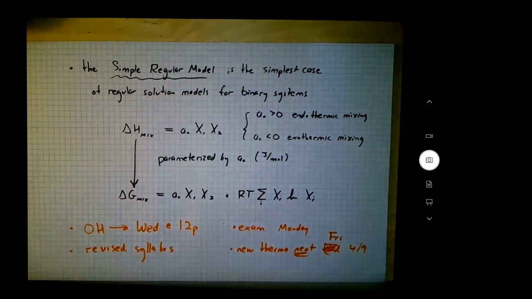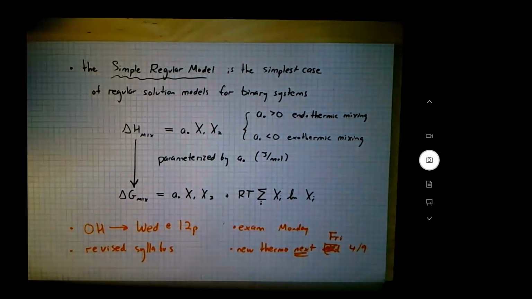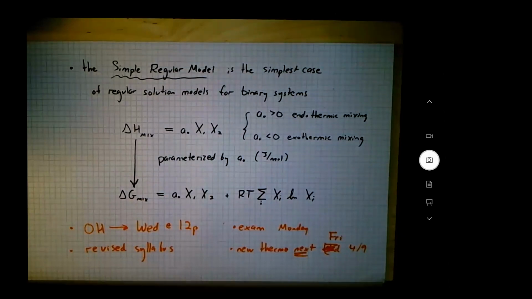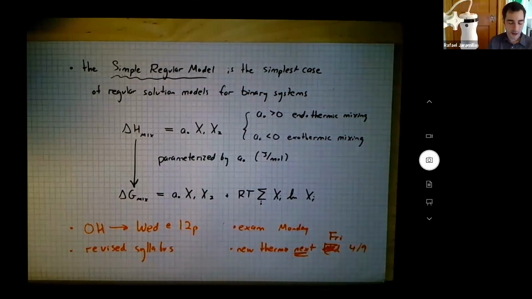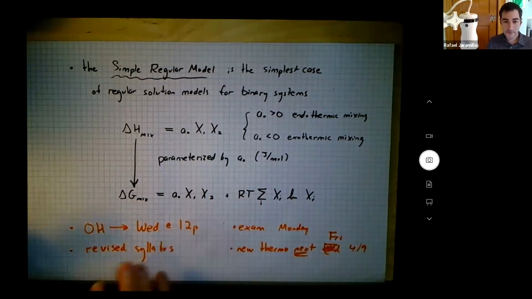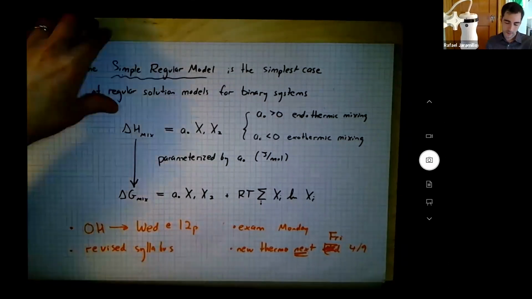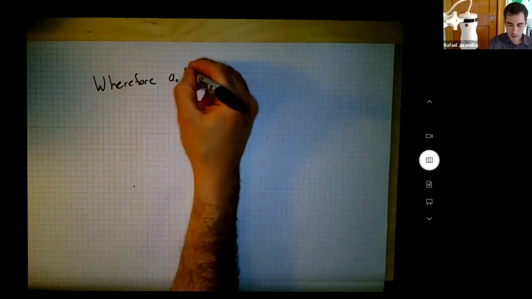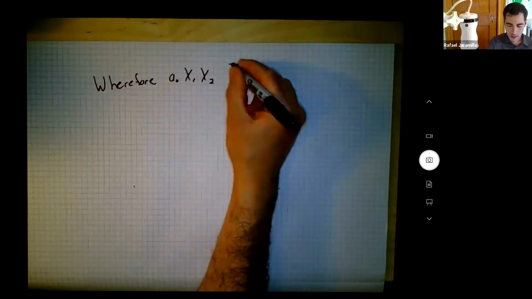Can you explain the delta H of mixing and how you got that? Yeah, so the way I got it is I just told you that's the model. It doesn't apparently come from anywhere right now, but I'm glad you asked, because we do have something called, here, let's do this.